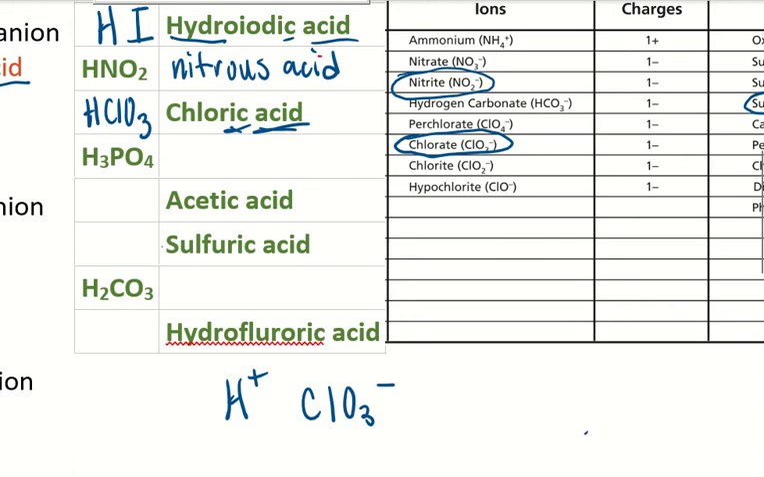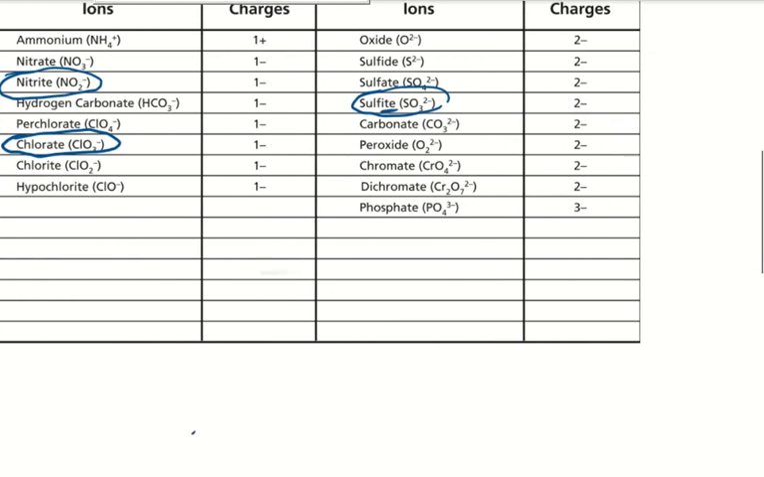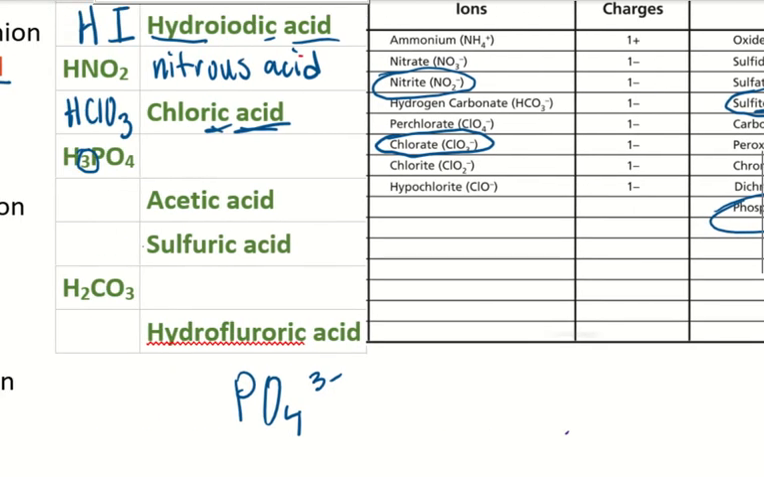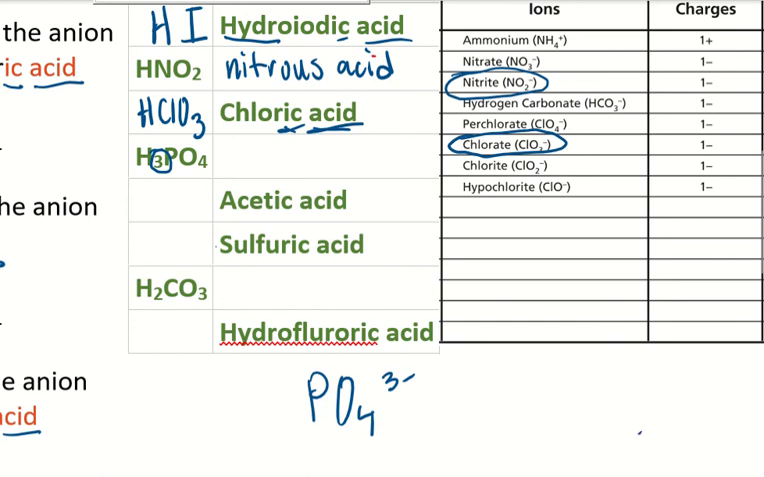PO4. What is the charge on PO4? Negative what? Take a look at how many hydrogens you have. So it should be PO4 negative what? 3. PO4 negative 3. So take a look over at your polyatomic ion list. And what's PO4 negative 3? Phosphate. So ATE means we change it to ic acid. You get phosphoric acid.